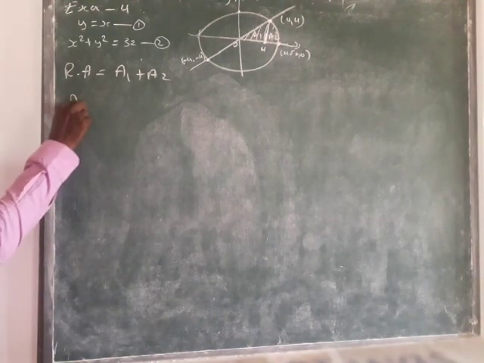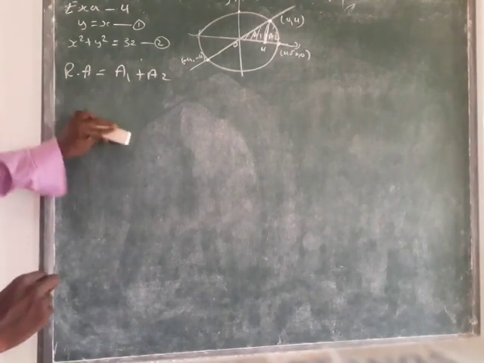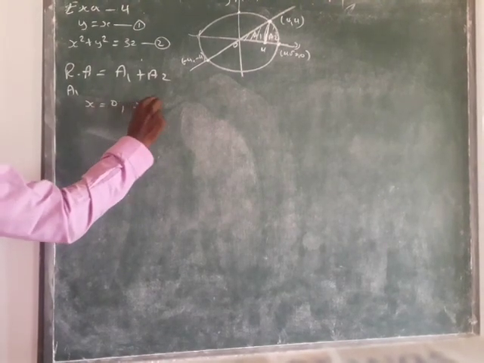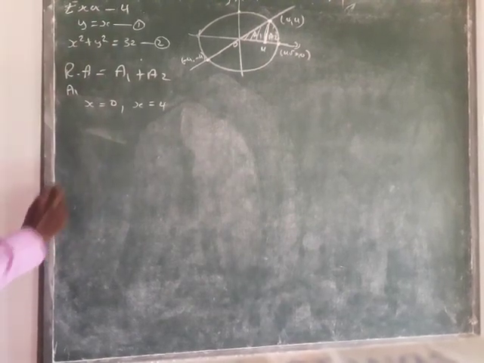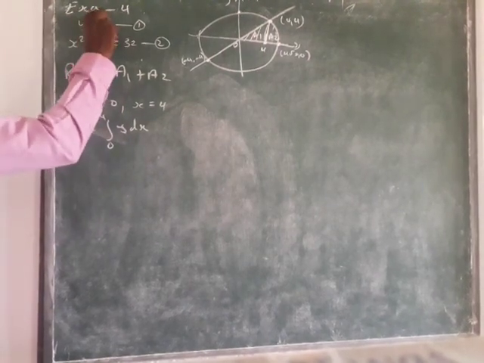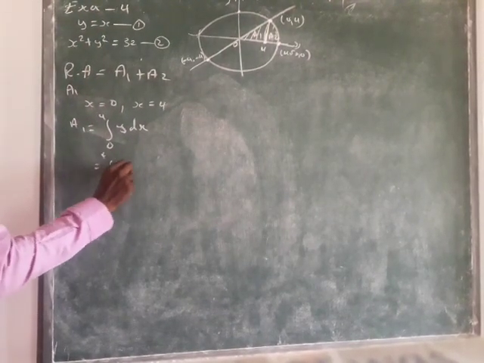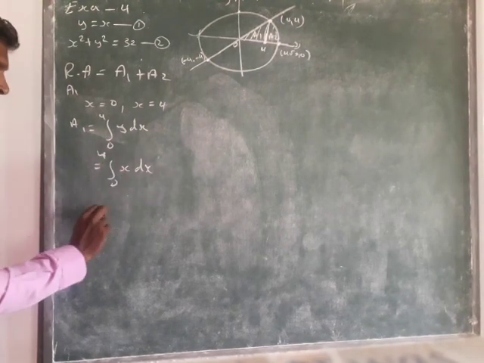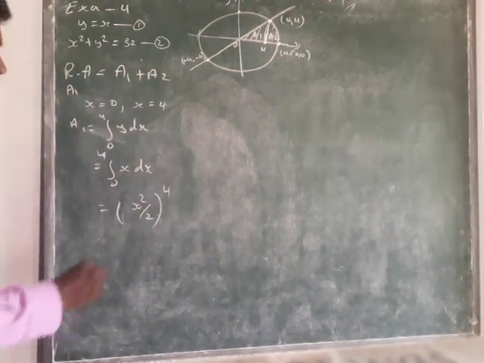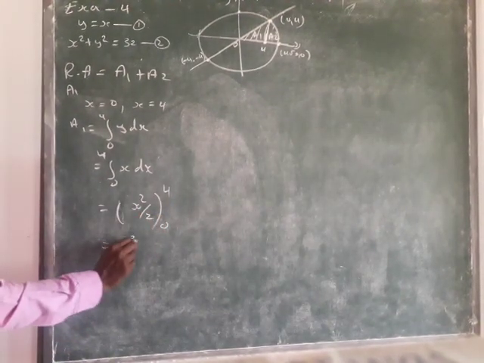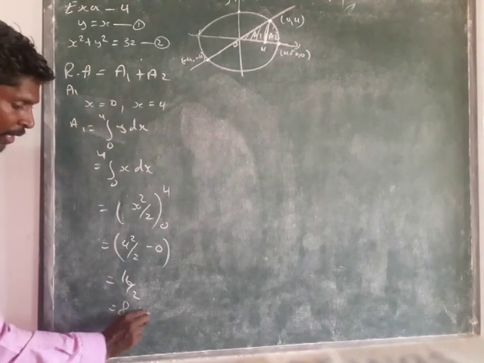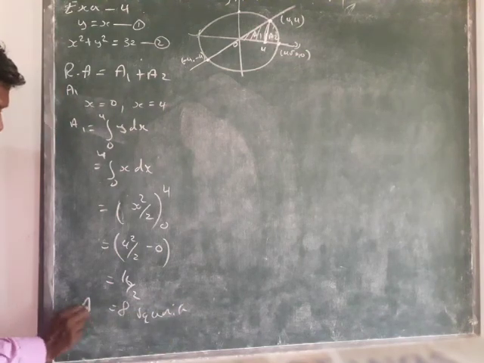So in A1, if you take the limit x equal to 0, x equal to 4, then the function y equal to x. Therefore A1 equal to the integral from 0 to 4 of y dx. What is y? y equal to x. So the integral from 0 to 4 of x dx. Now integrating x becomes x squared by 2. Then write 4 here, substitute upper limit and lower limit. So 4 squared by 2, lower limit value is 0. 16 by 2, 8 square units. This is the value of A1.